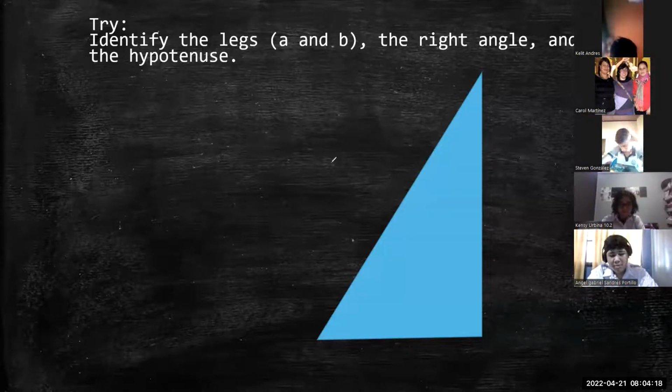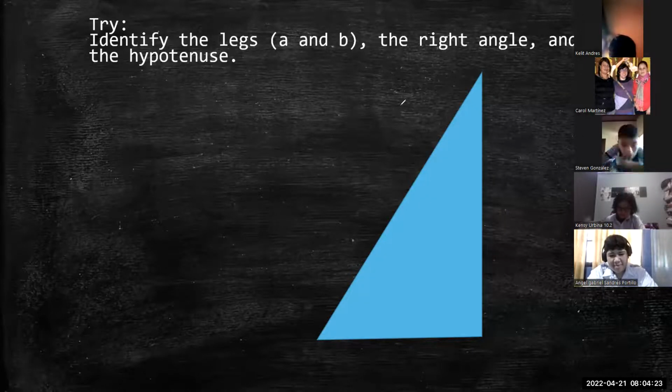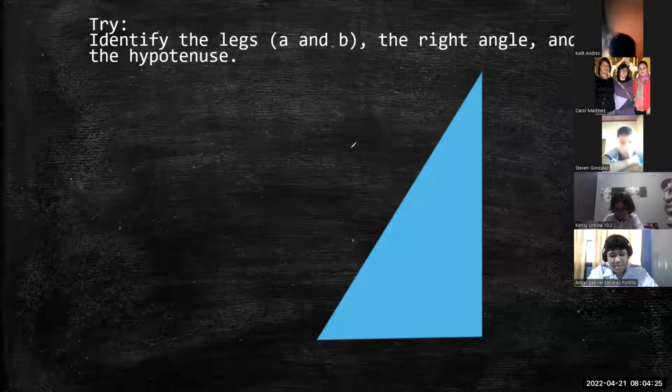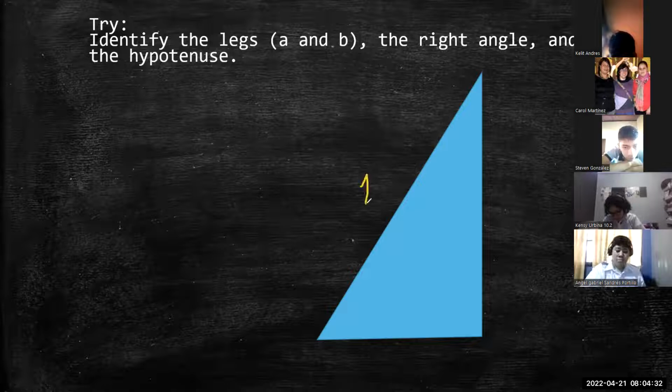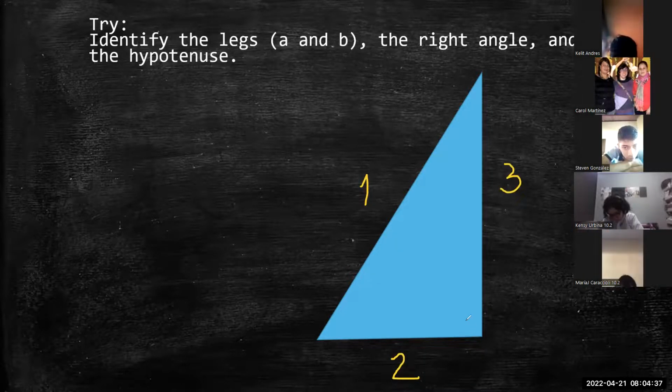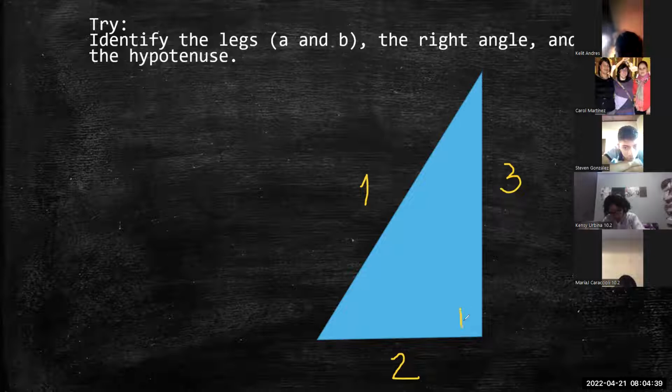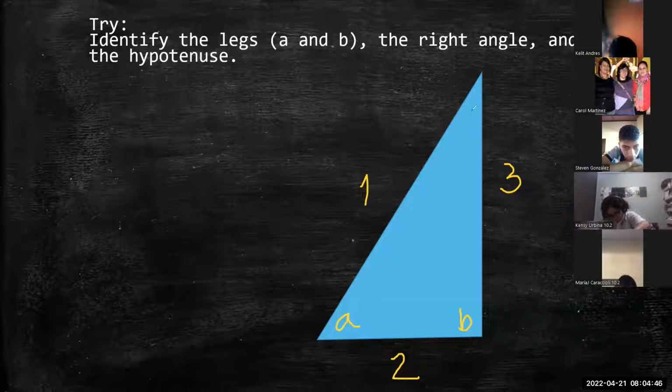I'm going to name each of the sides of this triangle, okay? And you're going to identify, if these are the legs A and B, where is the right angle, and where is the hypotenuse, okay? Which one is the right angle?